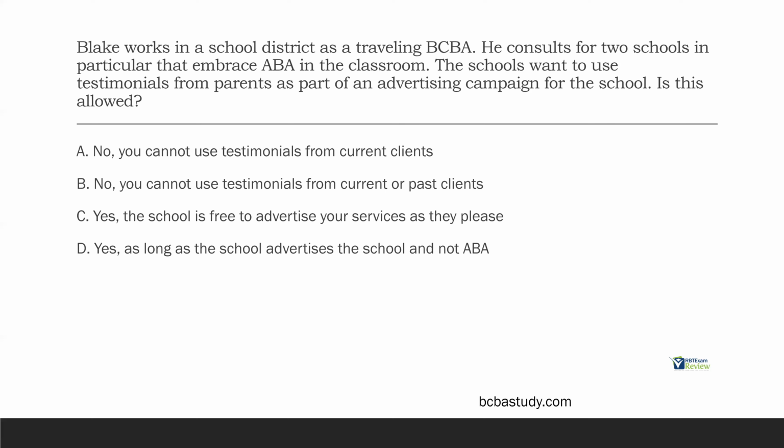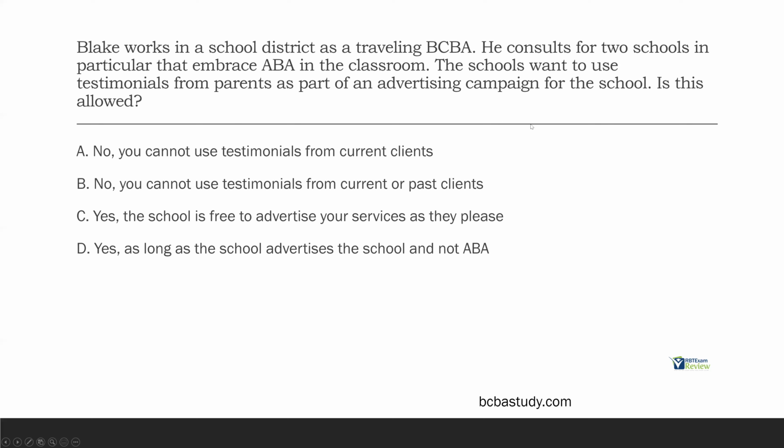There are rules on using current client testimonials. You're not allowed to do it. There are rules on using previous client testimonials. You are allowed to do it as long as you stipulate whether it's solicited or unsolicited, and if you include a testimonial. And then there is using current and former clients in non-advertising purposes, which you are allowed to do. In this case, the school wants to use testimonials from parents as part of an advertising campaign for the school.